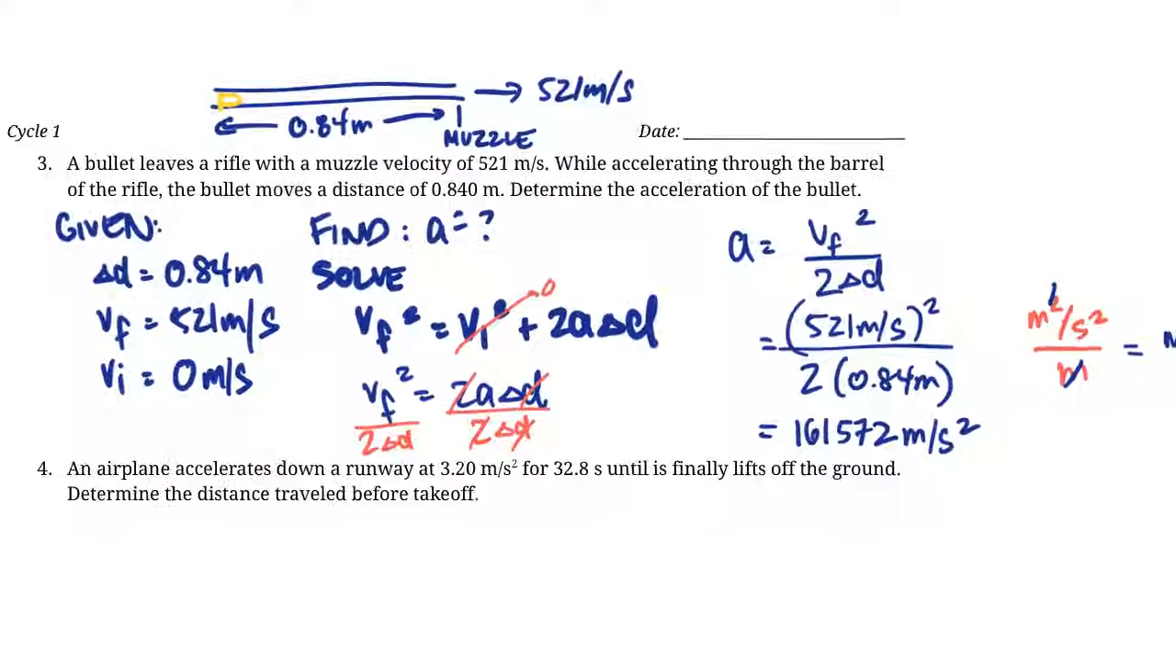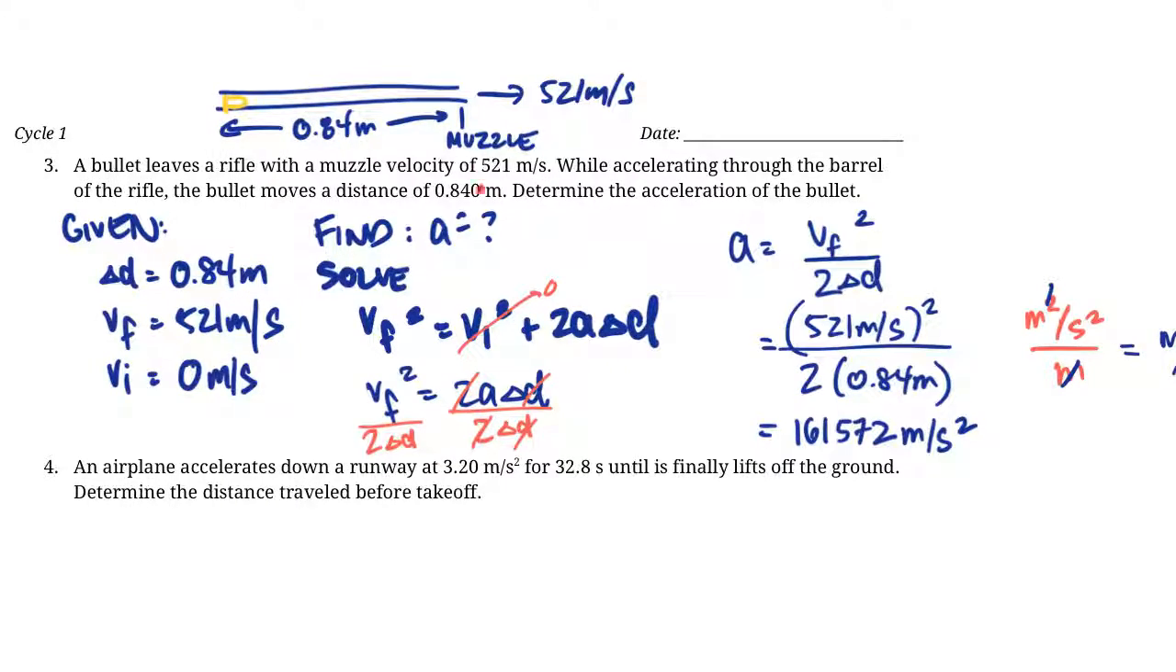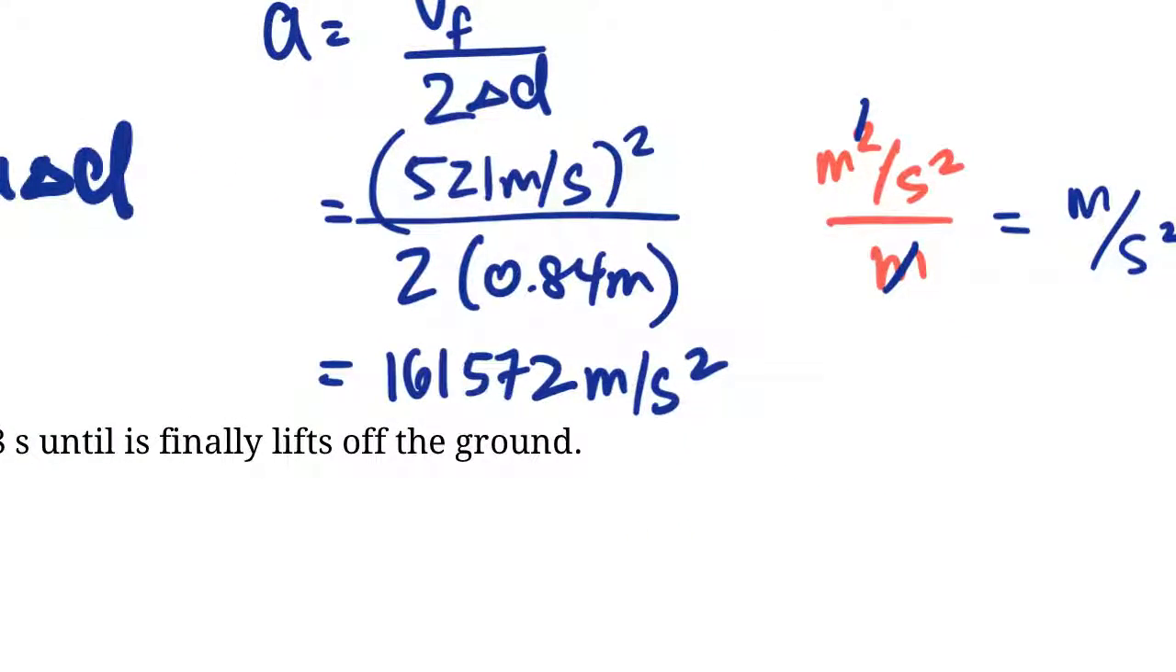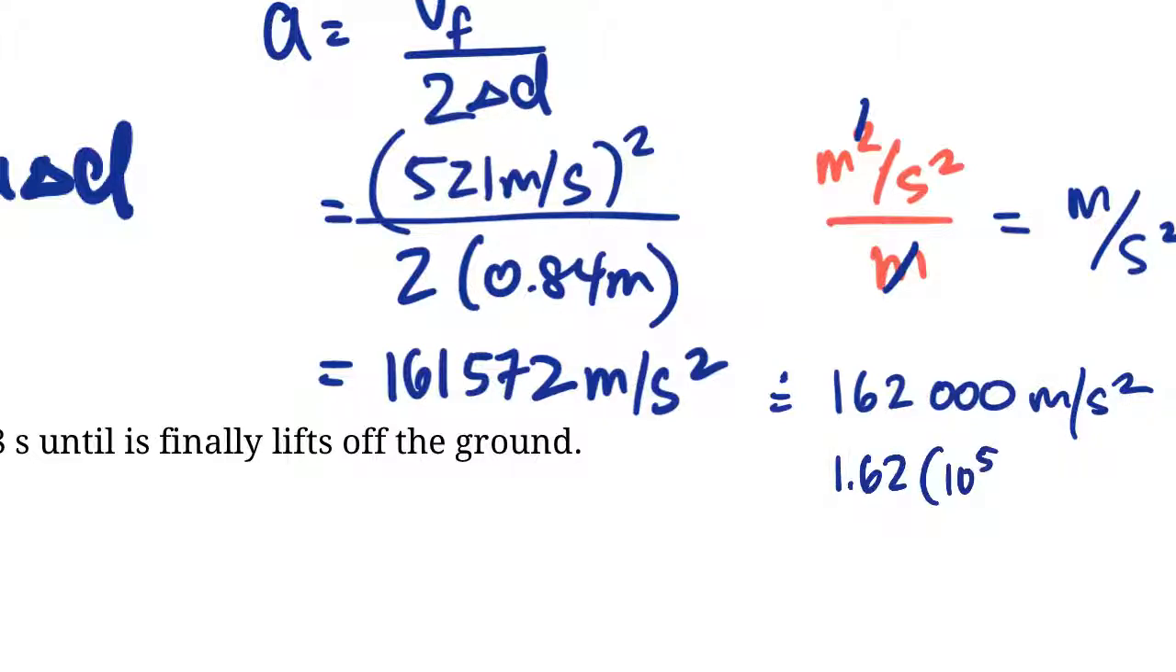Now to look at significant digits. If we look at our original question, these two given values both have 3 significant digits, right? So let's round that to 3 significant digits. So that's approximately 162,000 meters per second squared. Or if you want to write it in scientific notation, 1.62 times 10 to the 5 meters per second squared. There we go. That's the answer.